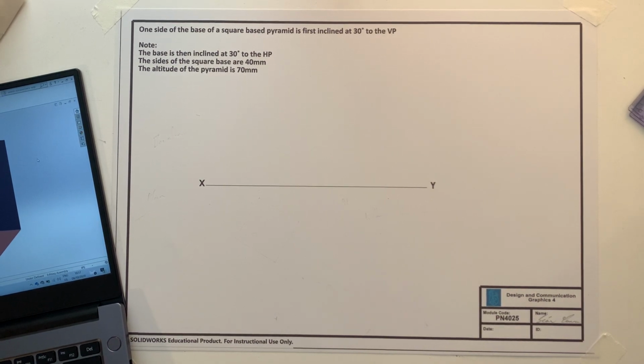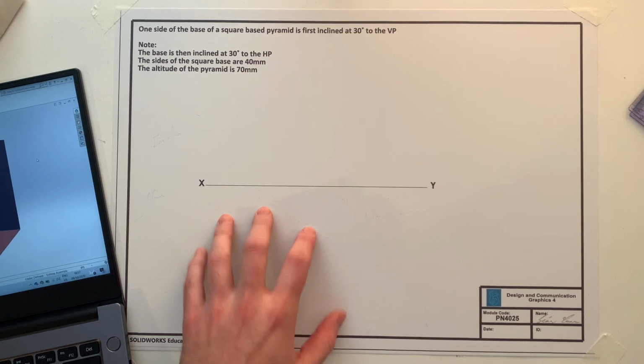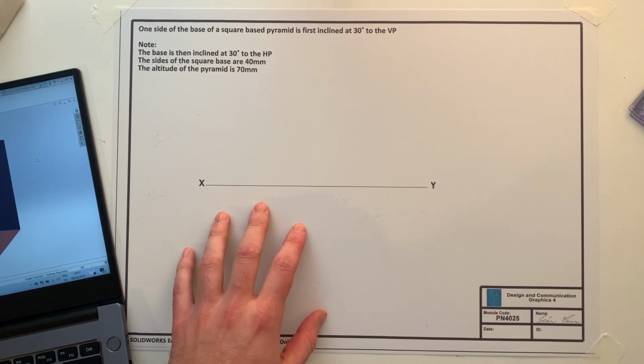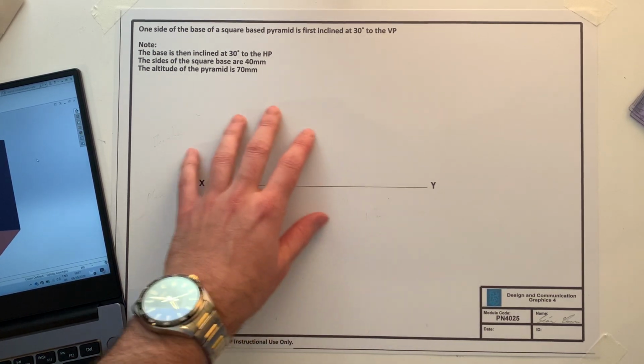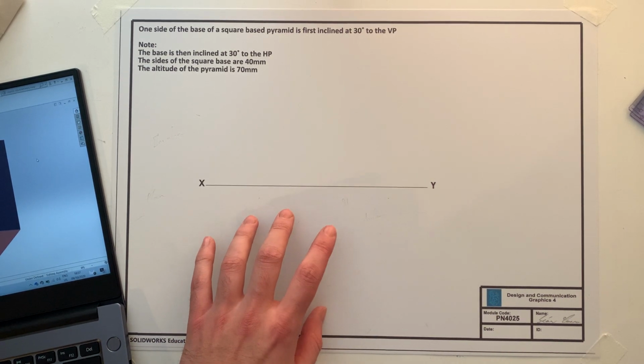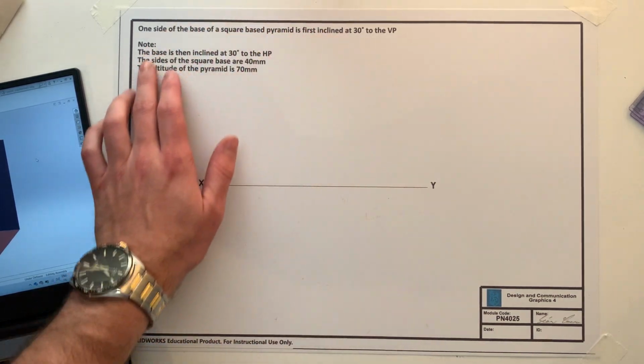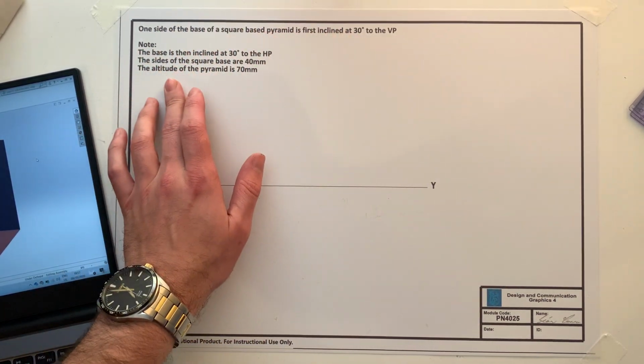Okay, so this video is going to be for our first example for this week's lab. Basically what we're going to be doing in this question is drawing an elevation of a plan of a square base pyramid. Now the thing about this to make it that bit tricky is that it's going to be inclined, both to the vertical plane as well as the horizontal plane, and all the information in relation to that you can see above here in the question itself.